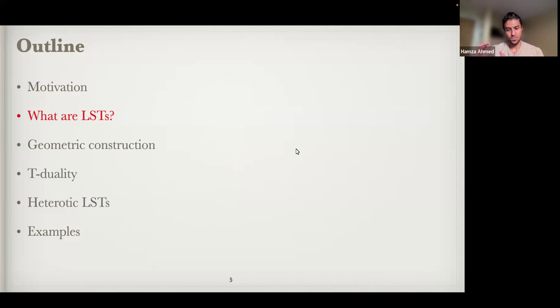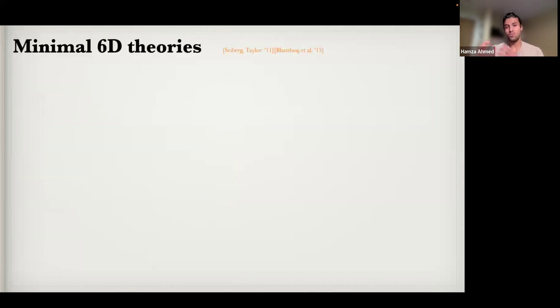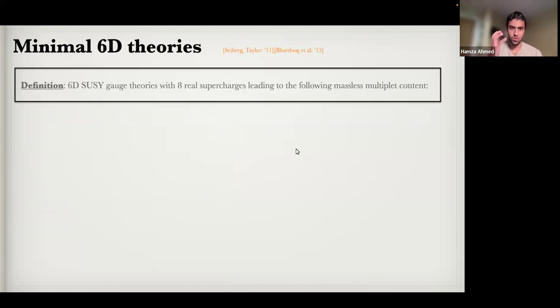Just to orient ourselves in the right way, I'll describe physically what we mean by little string theories a bit, and then I'll define them through the geometry. So physically, a minimal 6D theory, not a heterotic little string theory yet: we will consider 6D supersymmetric quantum field gauge theories with 8 real supercharges.